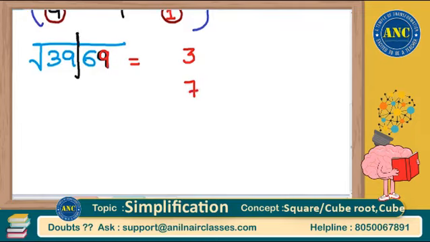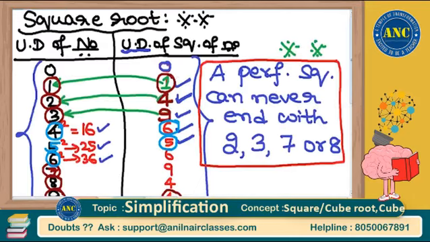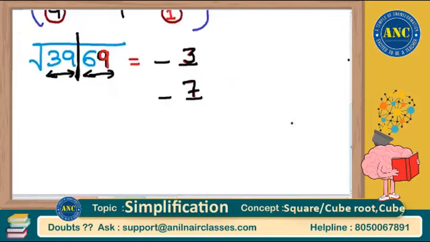First of all, after putting a slash, this is the first part, this is my second part. There are 2 parts of 2 digits, therefore the answer will have 2 digits. The unit digit of the answer is either 3 or 7, because we just discussed that 3 square is ending with 9, and 7 square also has unit digit of the perfect square as 9, right? Now, what is the tens place in the answer?